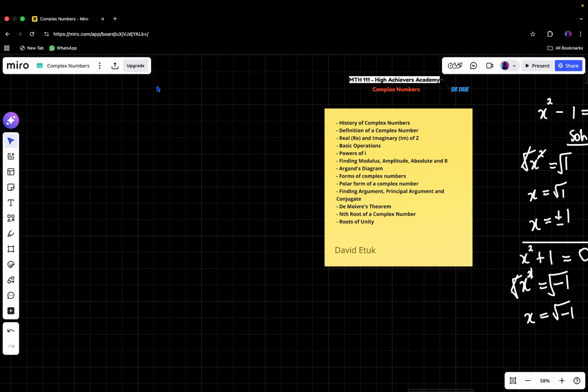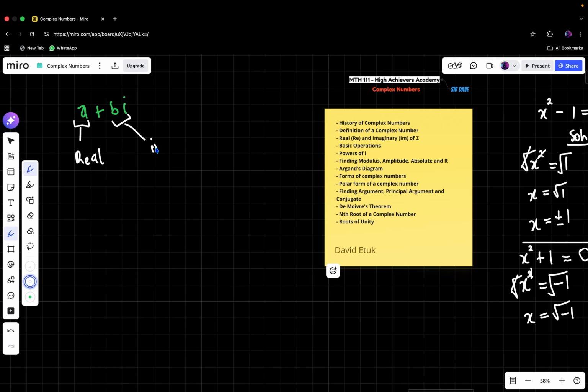Now, this is the definition of a complex number. A complex number takes a simple form: a plus bi. Now, a plus bi, you need to note that this is the real part and this part is the imaginary part.